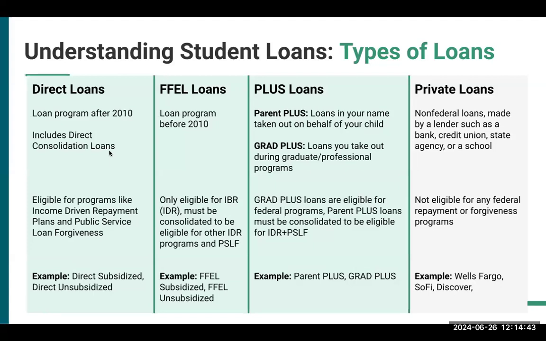That brings us to our final loan type, which are private loans. These are any non-federal loans made by lenders like banks, credit unions, state agencies, and even schools themselves. Unfortunately, if you do have private loans, they are not eligible for any federal repayment or forgiveness program. This means private loans cannot be paid on an income-driven plan, and you cannot receive public service loan forgiveness. Only federal loans can qualify.